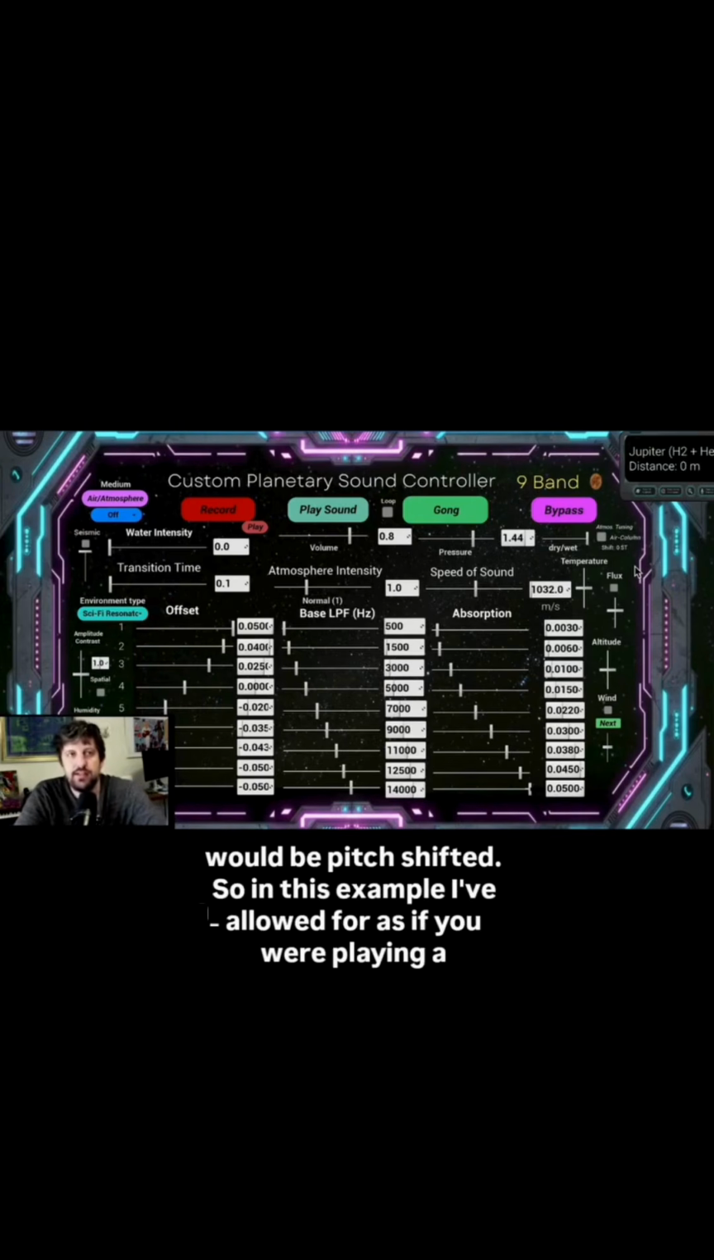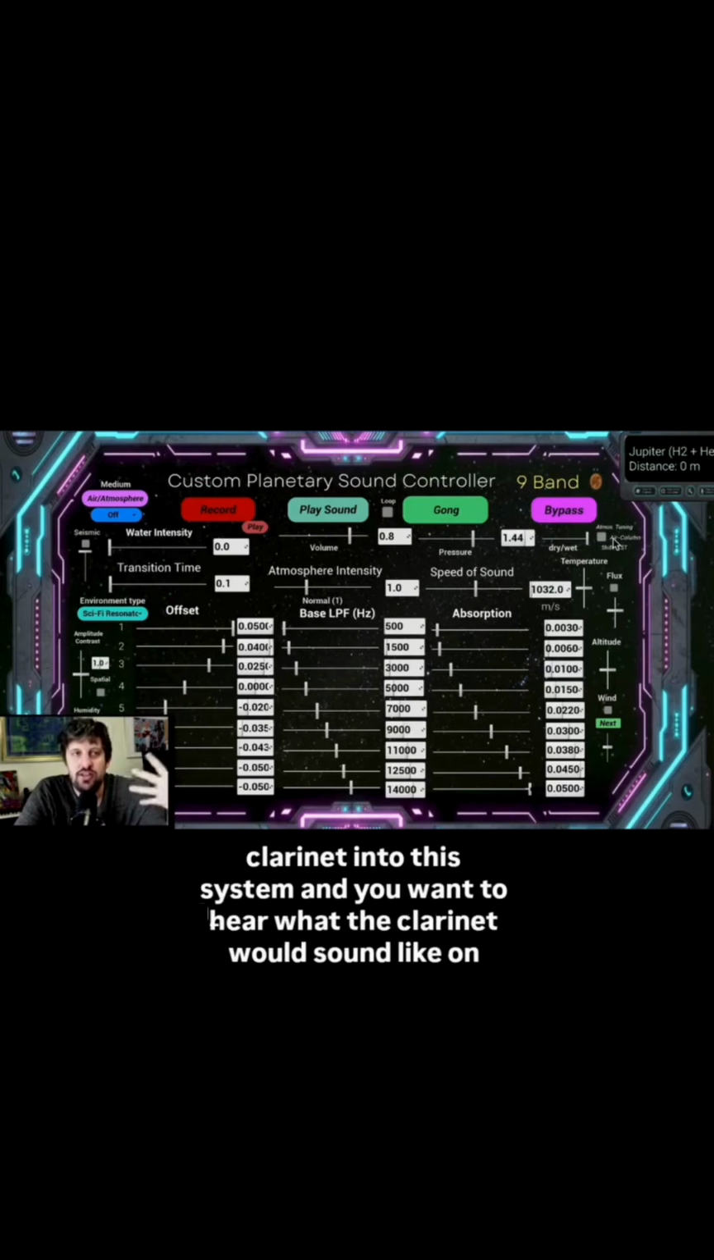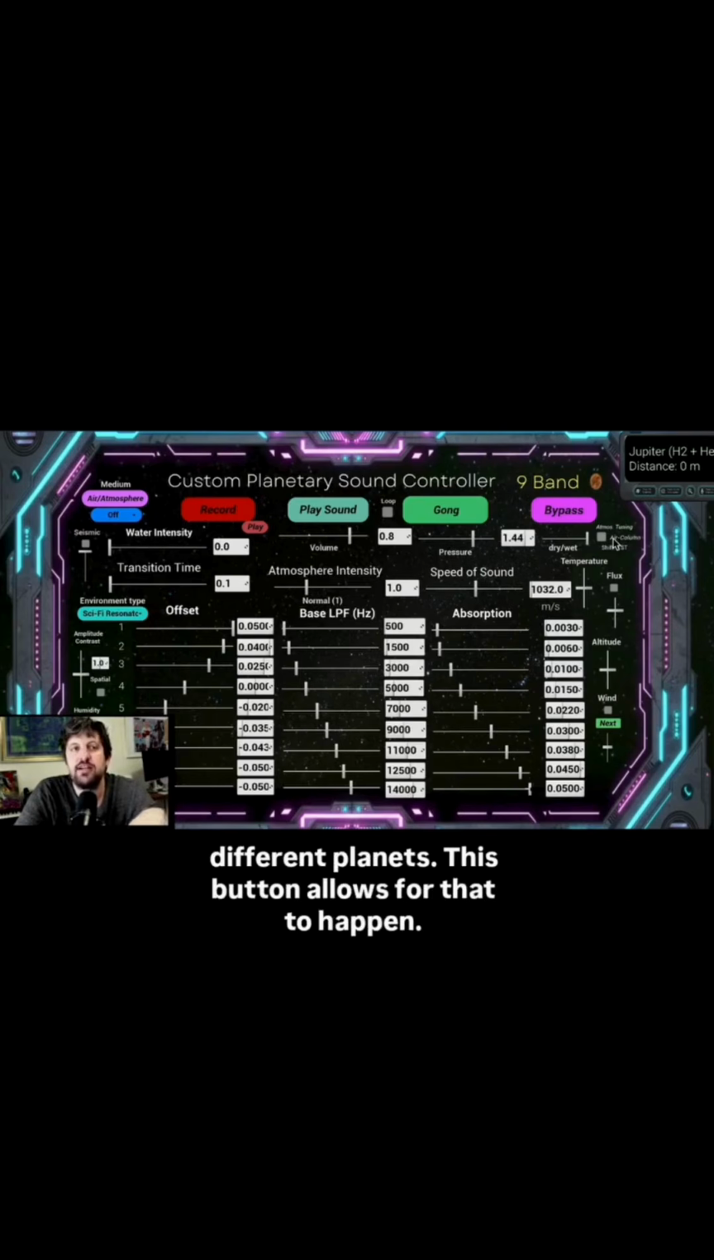So in this example, I've allowed for as if you were playing a clarinet into this system and you want to hear what the clarinet would sound like on different planets. This button allows for that to happen.